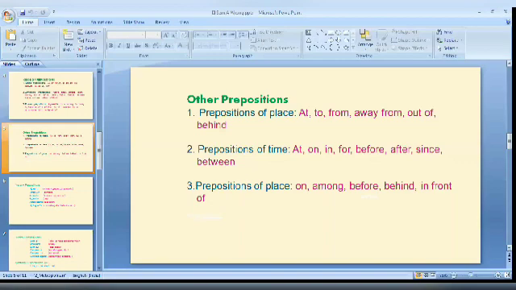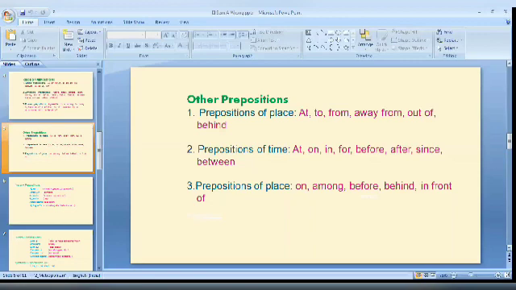And the preposition from also sometimes indicates a place. If we ask a foreign student, where are you from? Then he may answer, I am from Nigeria, I am from America. So from is also indicating from which place that person belongs. So from also indicates the place. So in this way, the prepositions given in the example all indicate the place: at, to, from, away from, out of, behind.